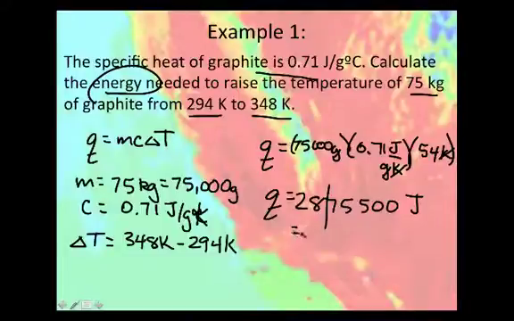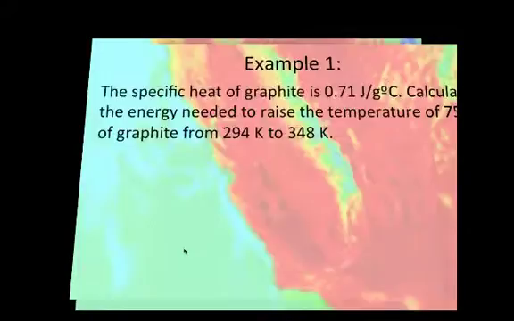I'm going to look back behind this number, 2, 9, then how many? 1, 2, 3, 4, 5. There we go. So 2,900,000 joules of heat is required to raise that temperature. That's all there is to it. Q equals mc delta T.